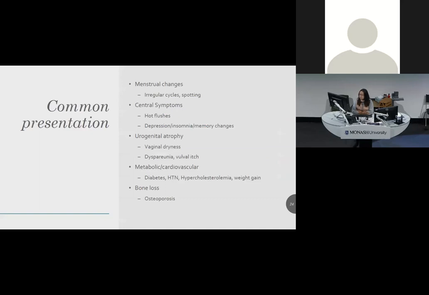Some metabolic and cardiovascular things. They can develop diabetes, develop high blood pressure. Their cholesterol will go up as well, and they will experience some weight gain, mainly around the belly area. And they also may present with an osteopenic fracture or brittle bones, things like that.